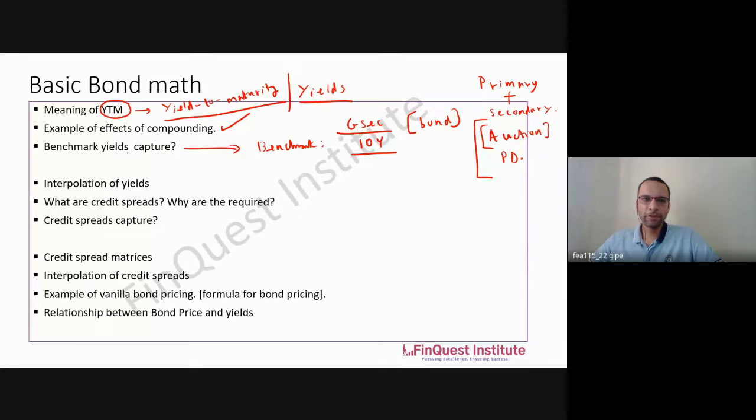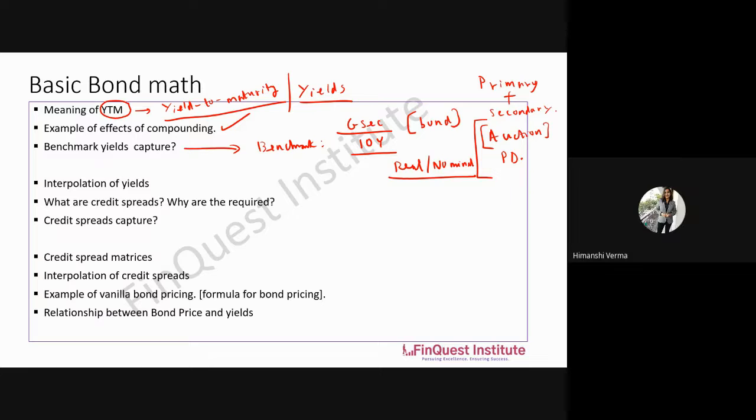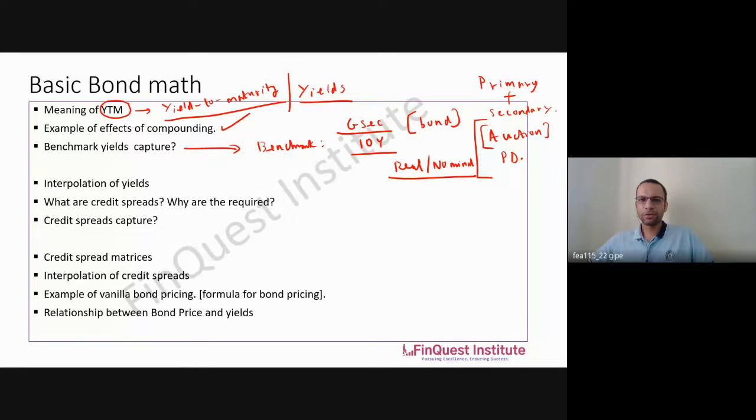So when you say benchmark yields, a quick question: is the benchmark yield real or nominal? Firstly, what's the difference between real and nominal? Something which might be covered in your economics class. Most of you will be from an economics background, so you'll be familiar with it. Inflation. Correct. Good. So whenever we say real yields, you adjust for inflation. Always remember your benchmark yields are always nominal yields.